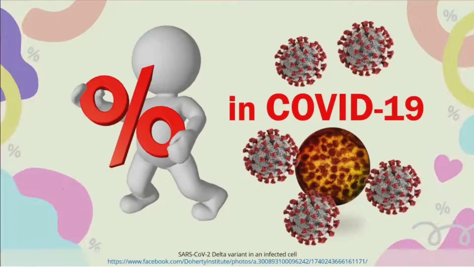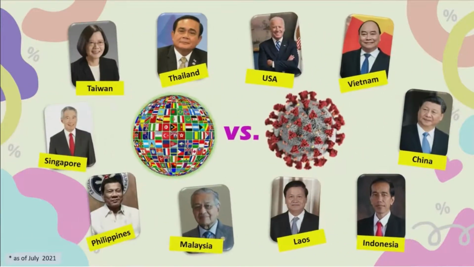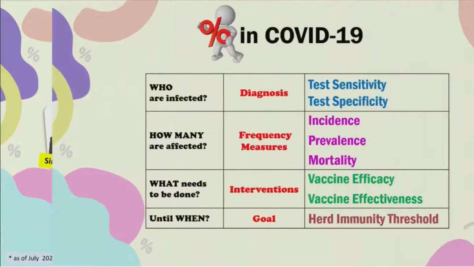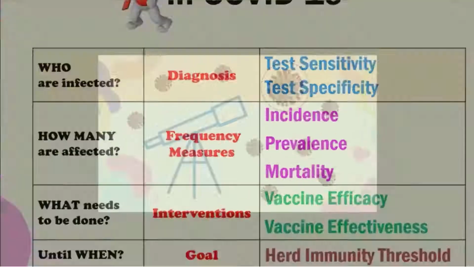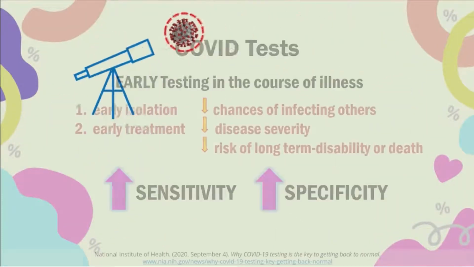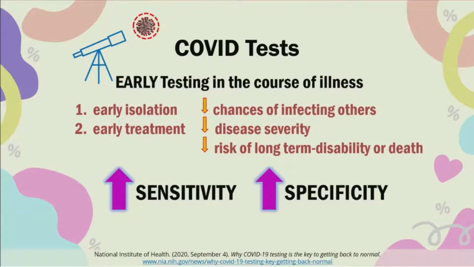Percents are used in much more complex stuff. And its latest and greatest use? In the world's war against COVID, world leaders have relied on scientists and mathematicians to make effective decisions and win over the virus at the soonest possible time. The first step is to know who are infected. People need to be tested early with COVID tests that have high sensitivity and high specificity.